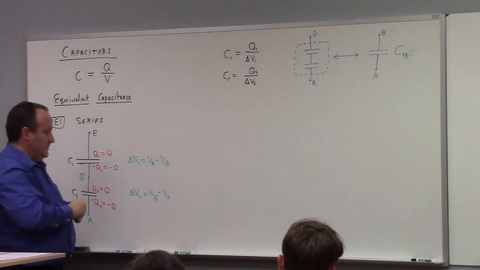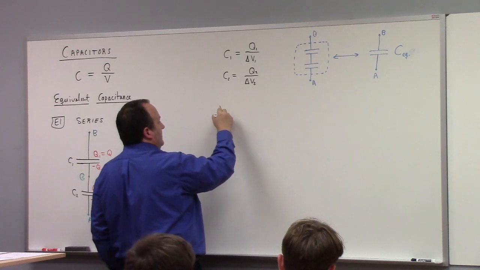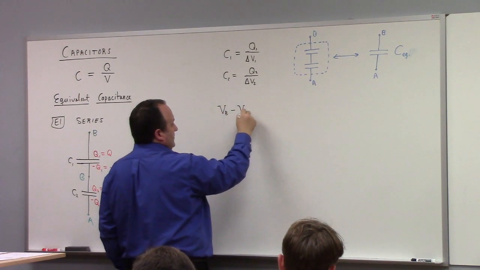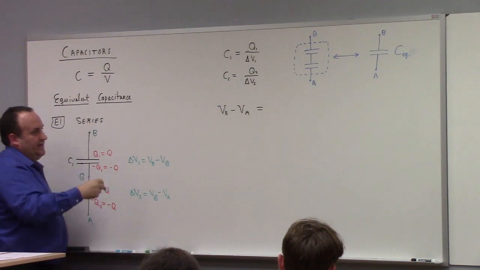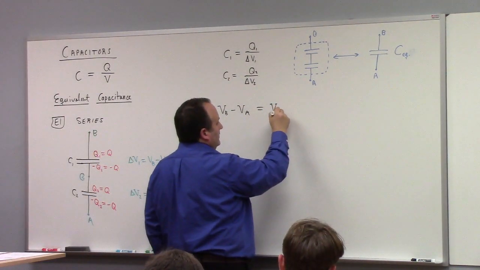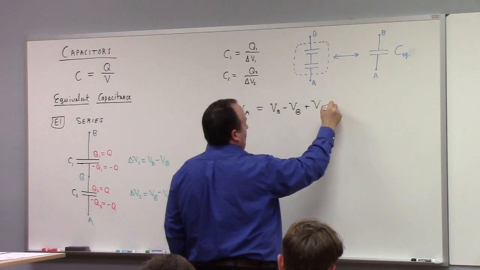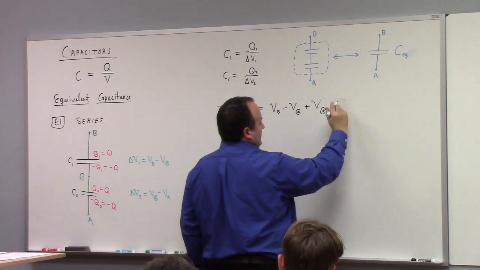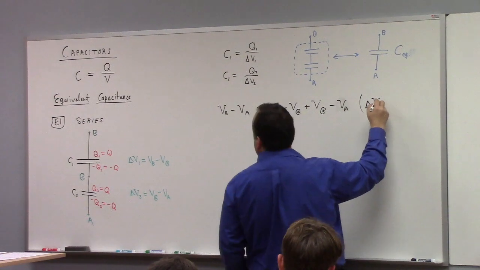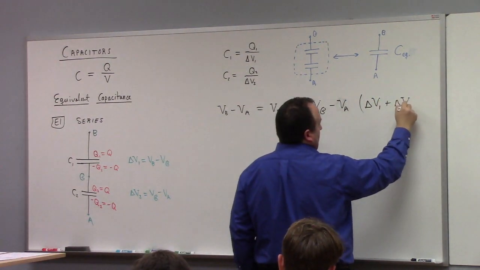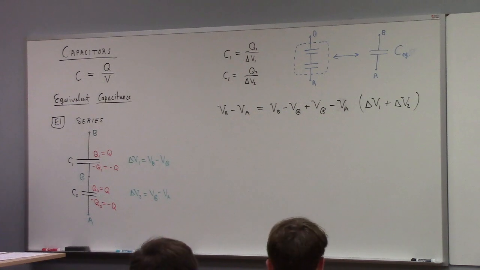Okay, so let's work it out. The basic idea here is that VB minus VA is equal to what? We can rewrite VB minus VA as VB minus VPacman plus VPacman minus VA. In other words, maybe you would find it more natural: the change in voltage 1 plus the change in voltage 2 is the change in voltage from A to B. I hope that makes sense.